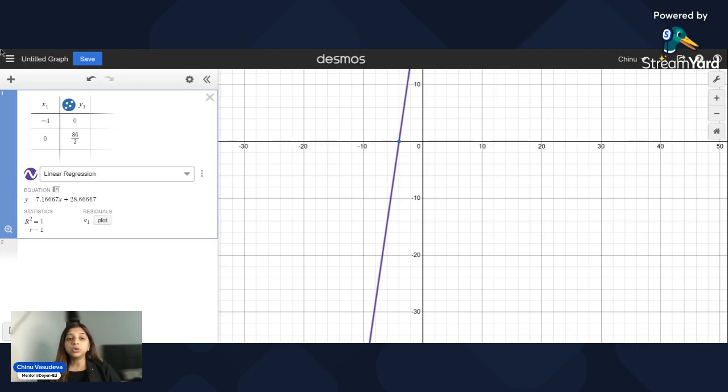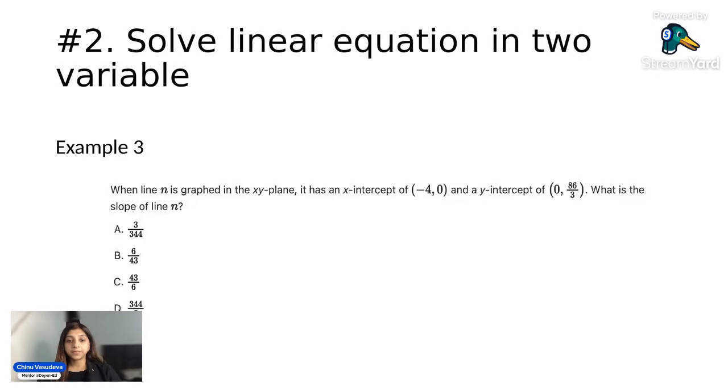Now if you go back to your question, you can see that these are the four options. So your answer is 7 point something. Out of these four options, option A and option B are straight away eliminated because they are less than 1. Option C, 43/6, is approximately equal to 7. And option D is again eliminated. So straight away option C is your answer.